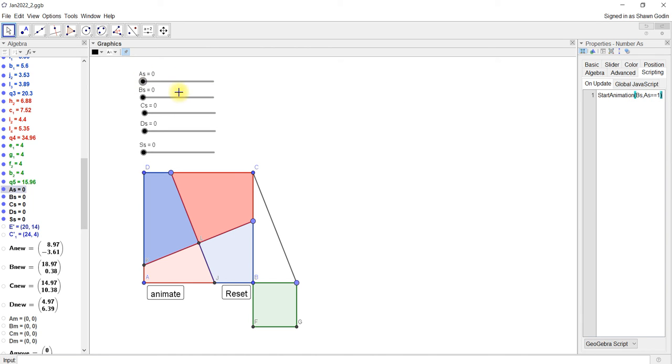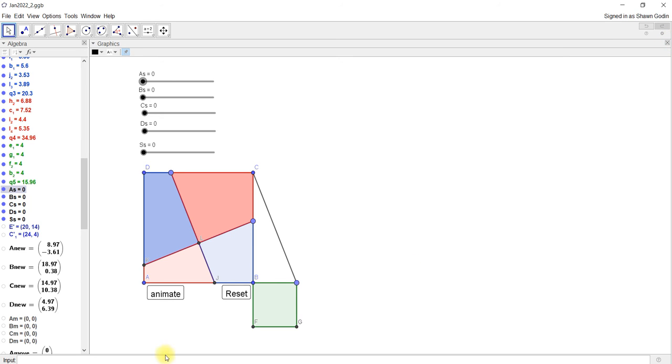So what it's saying is if this thing gets to 1, then what I should do is start animating this guy and make it move. Similarly on this one, when this gets to 1, it should make this one move. When this one gets to 1, it should make this one move, and so on. So the pieces will slide over one at a time. Once one is there, the other one will start.